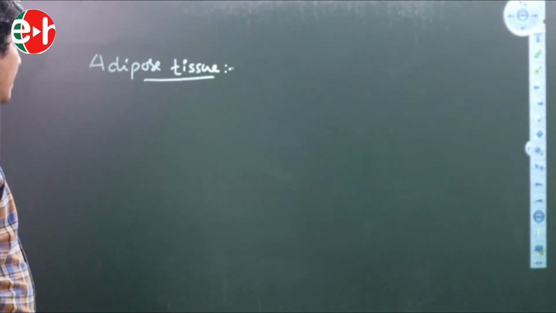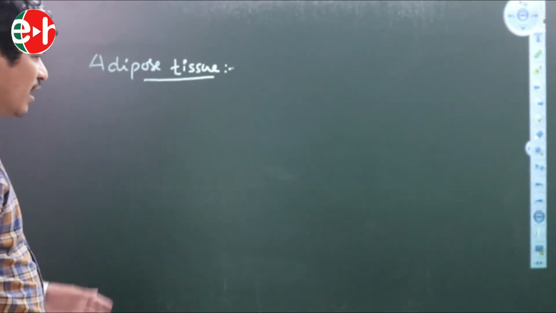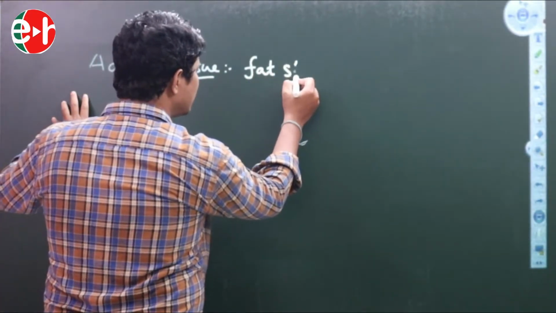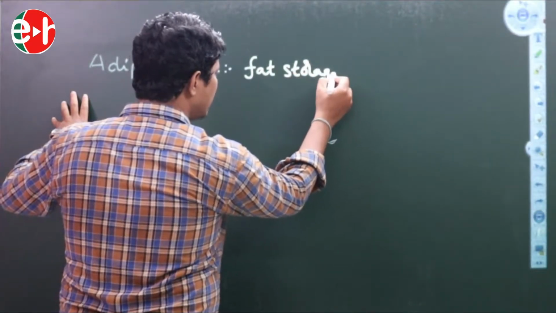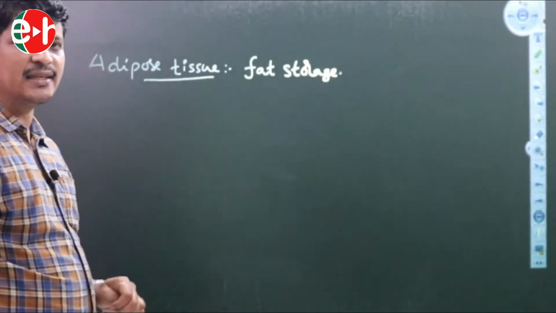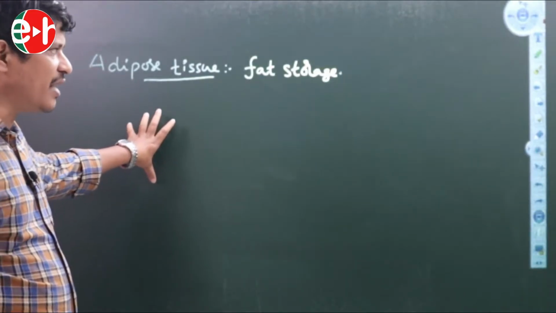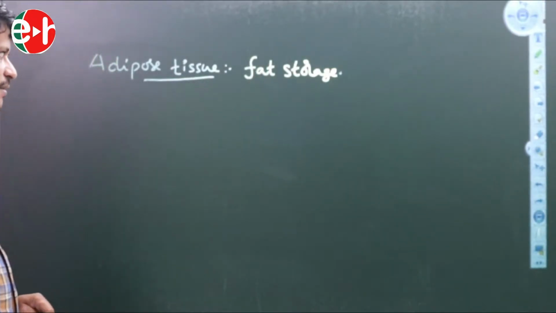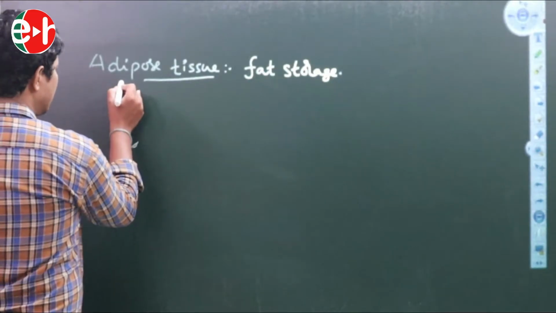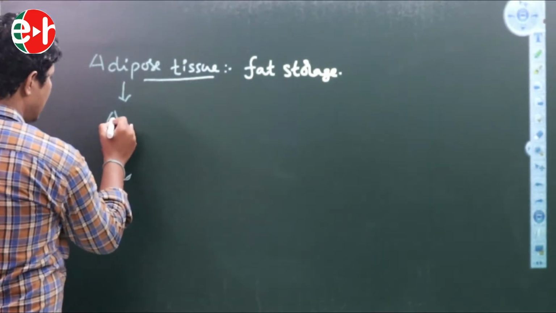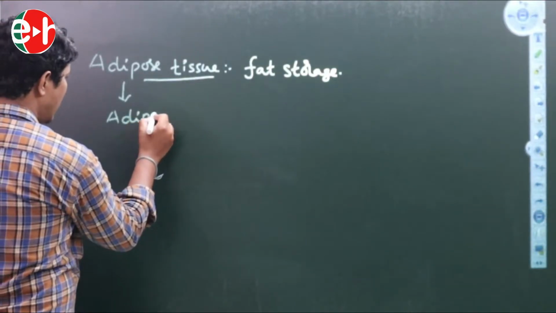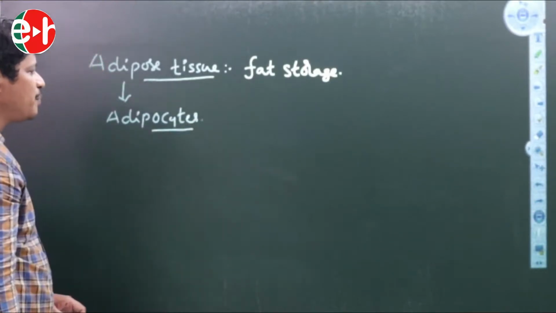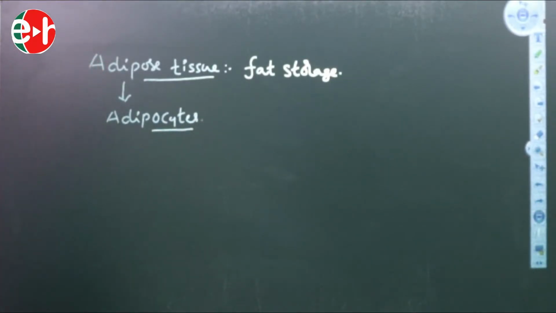Another one is adipose tissue. Simply, this tissue is only for fat storage. Behind the skin, this adipose tissue is present, which helps in fat storage and acts as a thermal insulator. This tissue contains different types of cells, called adipocytes, which are present in the adipose tissue.